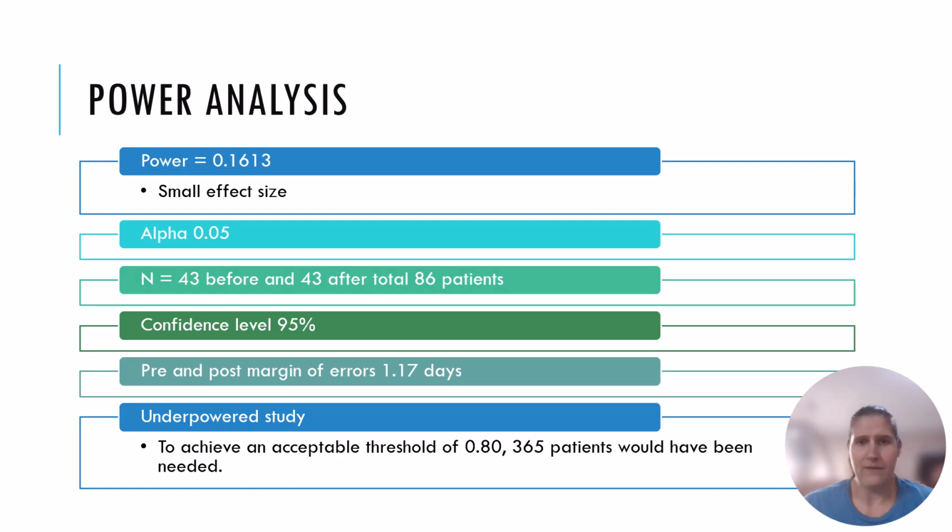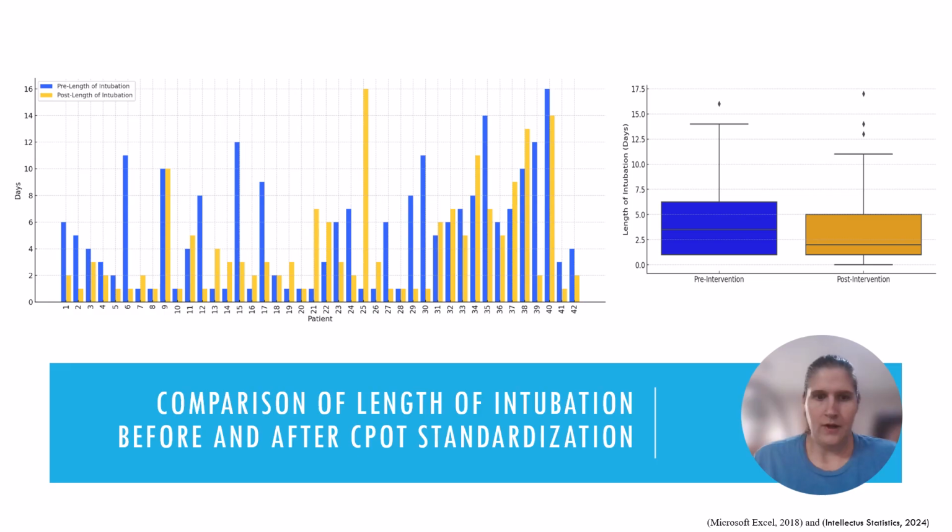The margin of error in the length of intubation before and after the CPOT was calculated to be 1.17 days, indicating that the actual mean length of intubation was likely within range of the observed mean, further confirming that detecting differences was minimal. The bar graph displays individual patient data that compares the length of intubation before and after standardizing the CPOT for pain assessment.